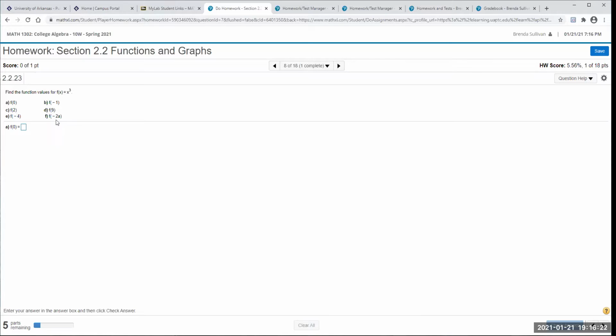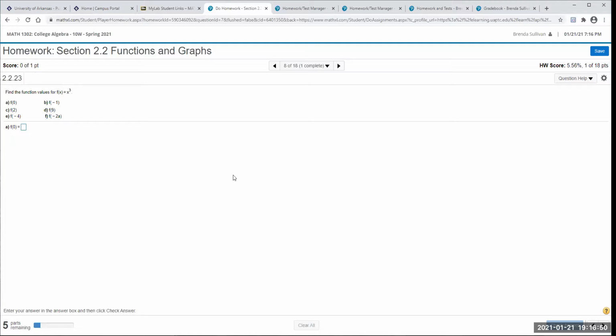And then you're going to have this -2a. -2a times -2a times -2a is going to be -8a cubed. So when you get that one, when you click on your little square, it's going to give you an exponent option down there for you to be able to put in your cube.